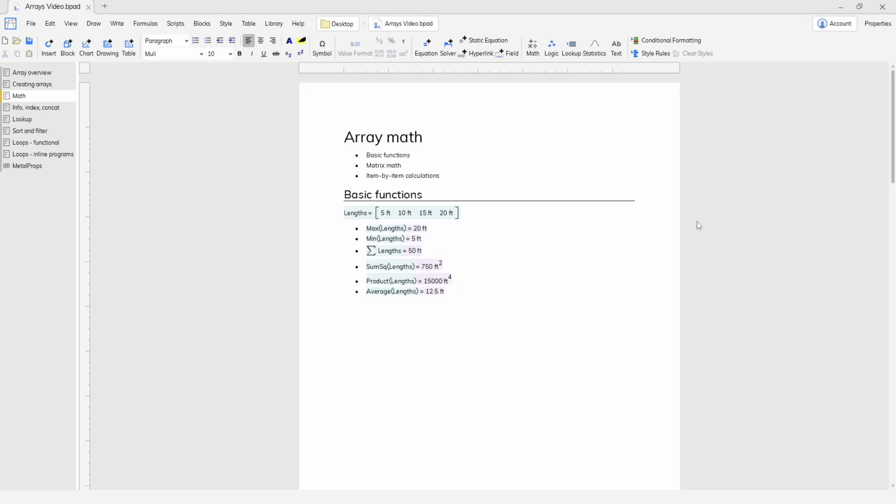So first, Blockpad has a handful of basic functions that are going to be essentially the same functions that you would find in a spreadsheet that would handle table ranges. So things like max, min, or sum, in this case it's shown with the math format, sum squared, product, average. All of those are going to work the same as in a spreadsheet, and I think that's pretty self-explanatory.